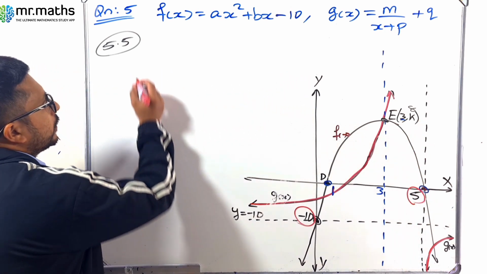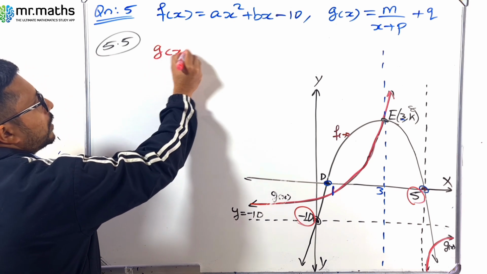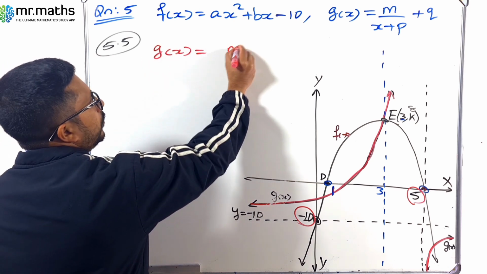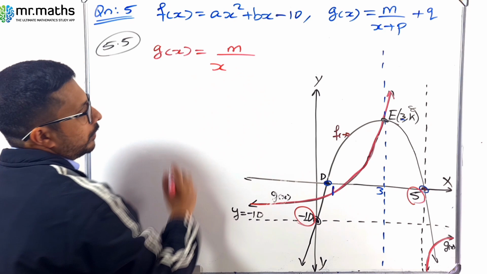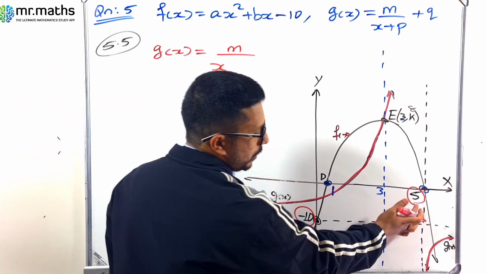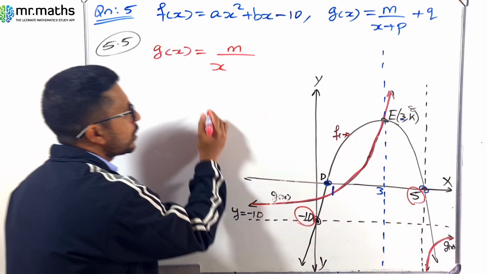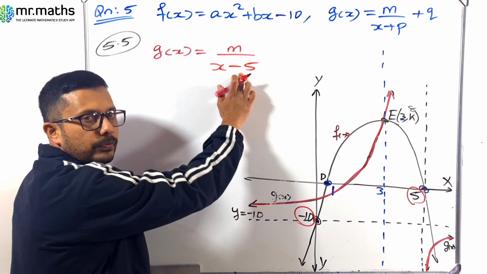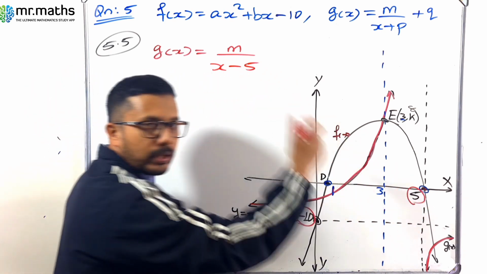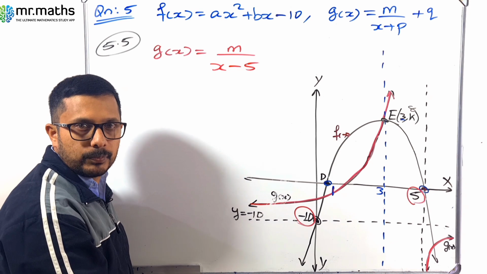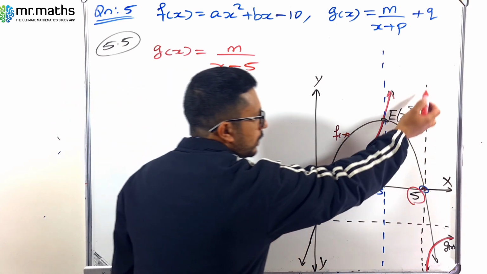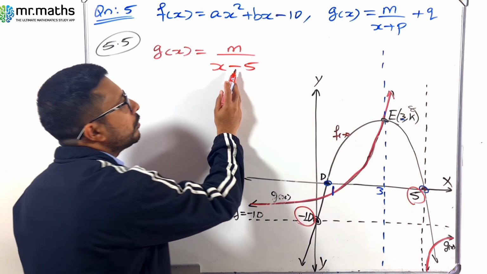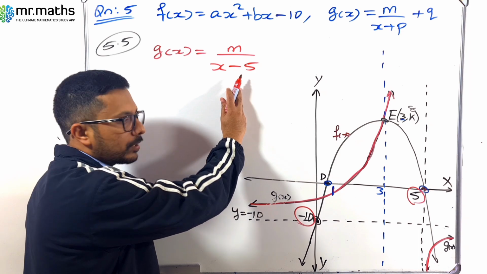So how can you write g of x is equal to m over x? Here it is vertical asymptote is 5, positive 5. So what you are supposed to write here? Minus 5. When here it is minus 5, then only here you have to write the positive 5 as asymptote. Okay. So here the asymptote is positive 5. So here in the equation you have to write minus 5.